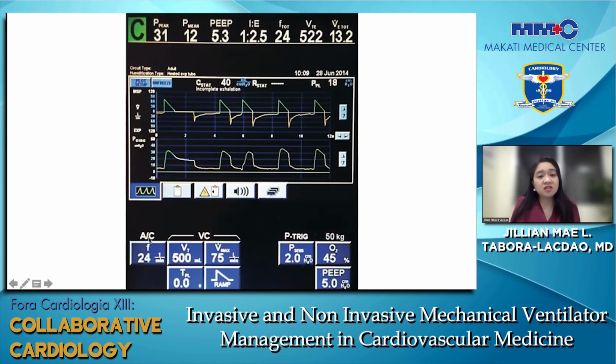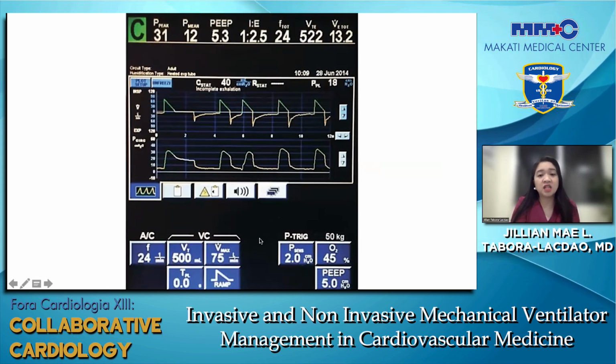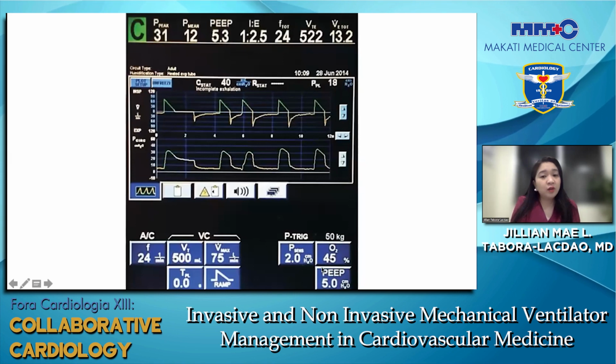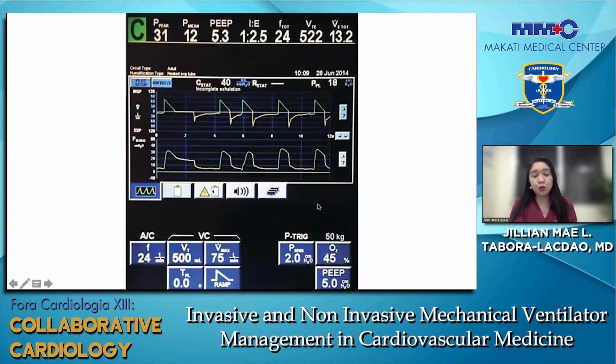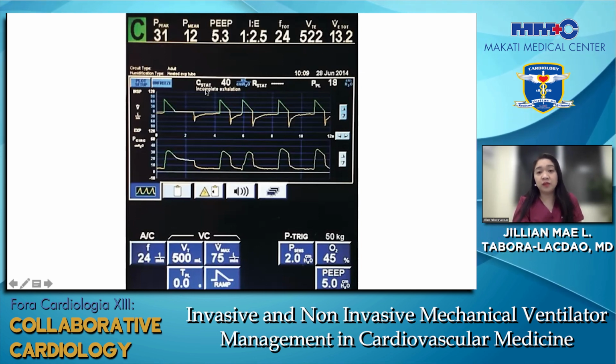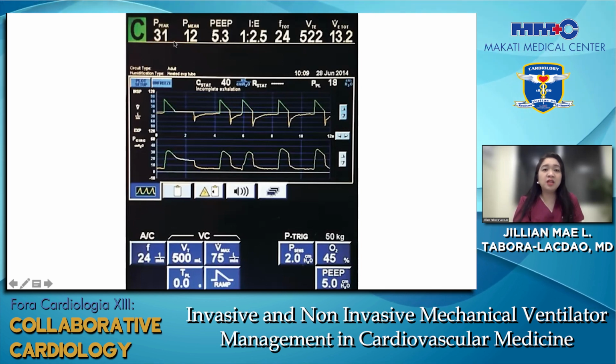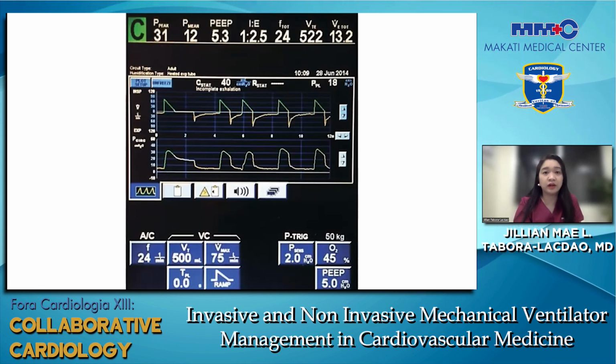So as you can see in this diagram, we have the set RR, the set tidal volume of the patients, the FiO2, the PEEP of 5. Of course, you have to make sure that the ET is in place before you set the PEEP. It's very important that you know the compliance of the patient, which is this one. You know the plateau pressures and the driving pressures of the patient. And make sure that the patient is not at risk for ventilator-induced lung injury.